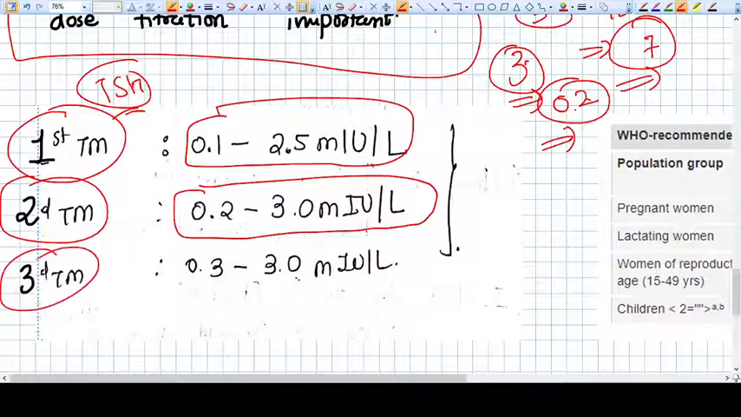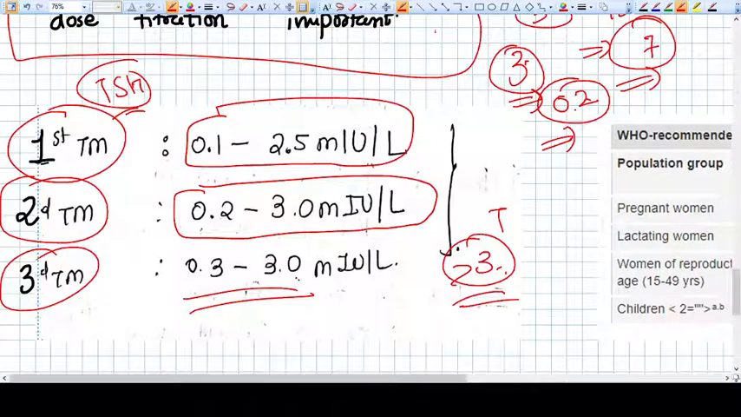Now, the recommended levels of TSH in the first trimester are 0.1 to 2.5, in the second trimester 0.2 to 3, and in the third trimester 0.3 to 3. So you can see that TSH more than 3 is considered hypothyroidism, and you should start treatment once you finally establish the diagnosis. 2.5 is the limit in the first trimester. The first trimester is very important, where the baby cannot produce its own thyroid hormones and is dependent on the mother's thyroxine. So in the first trimester, the thyroid hormone should be normal. So the threshold is 2.5 here.